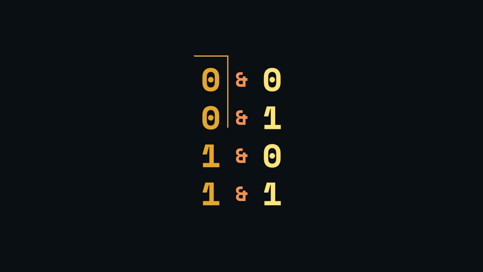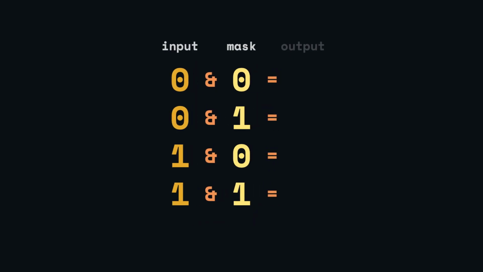We'll call the left column the input, and the right the mask. If you AND with a 0, the output is always going to be a 0. If you AND with a 1, the input is going to be preserved. In other words, if any of the bits is not set, the output will not be set, which implies that for the output to be set, all the bits need to be set.